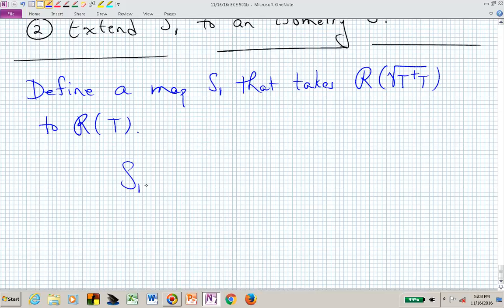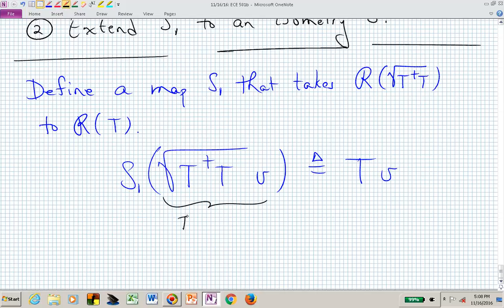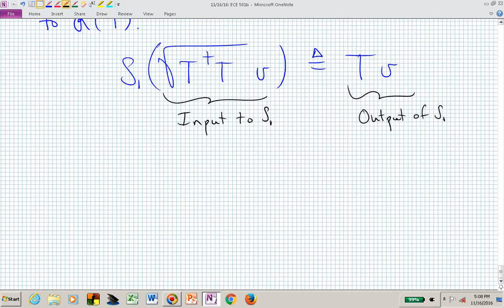We now have S1 operating on the positive square root of t dagger t v, and we're defining that to be the same as tv. In very simple terms, this is the input to S1, and we want the output of S1 to be what we create when we apply t, the original operator, to v. That's how we're defining S1.